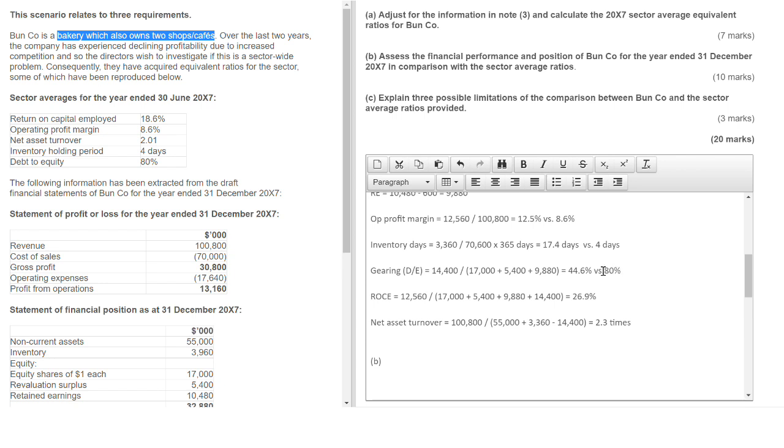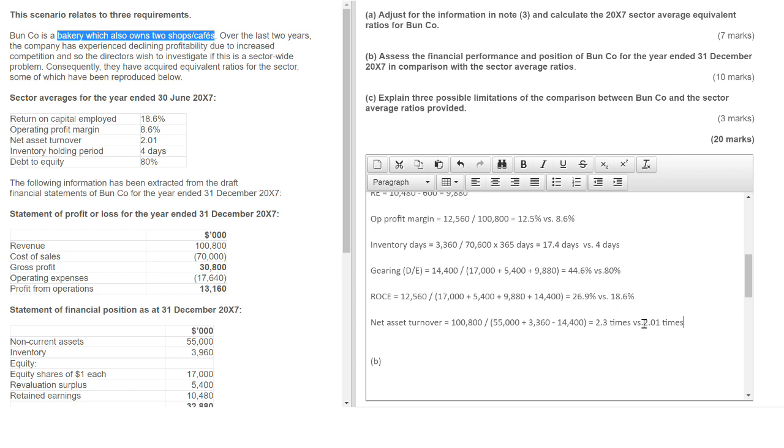You've then got debt to equity of 80 for the industry versus 44.6 for ourselves, so we are outperforming the industry there in relation to our gearing. Return on capital employed for the industry is 18.6 and we're at 26.9, so we are operating much more efficiently than the industry. And then the asset turnover, what's that? It's 2.01 times, so not too much difference there in terms of your net asset turnover.